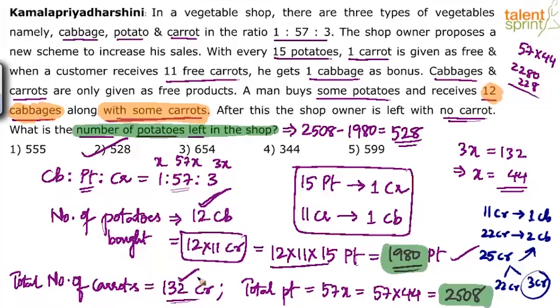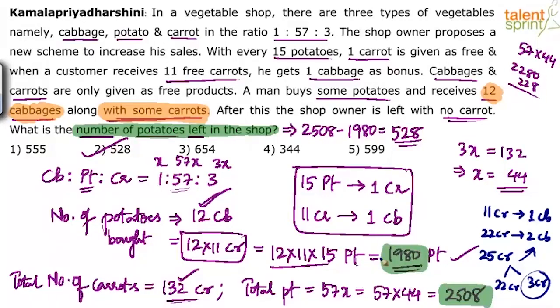But that does not mean that he has not bought more potatoes. He would have bought more potatoes. I hope you are able to follow the point. Right? Very clearly the question says cabbages and carrots are given only as free products. He is only taking it as free product. You are getting me? Let us just take one example.